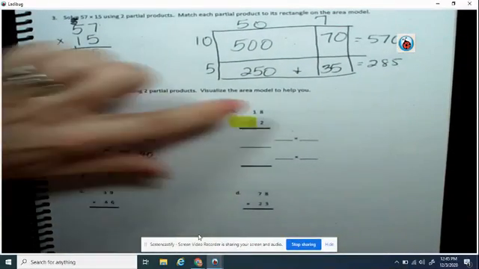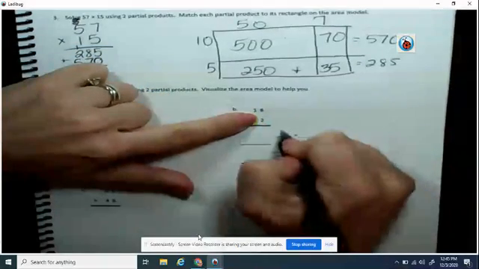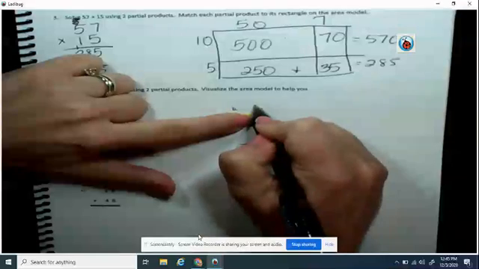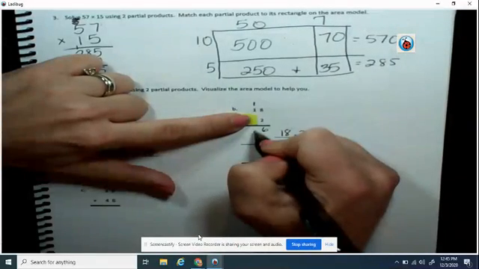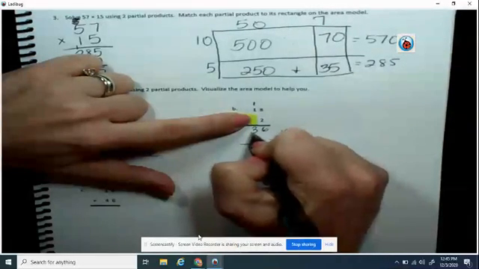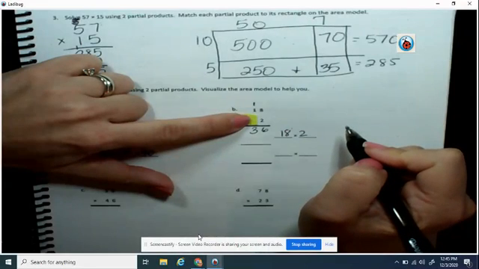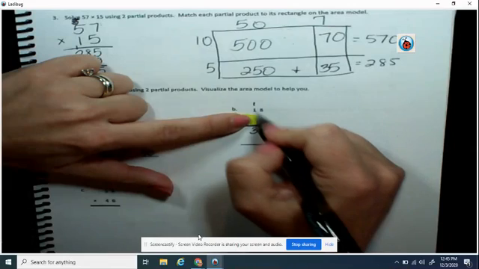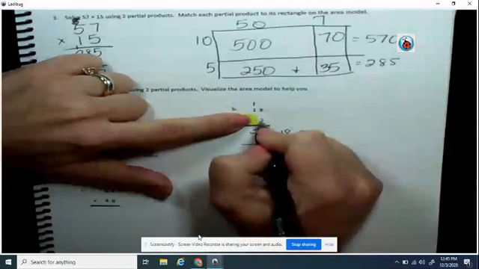So, we're in our ones place. We're going to do 18 times 2. That's what we're doing. 8 times 2 is 16. 1 times 2 is 2, plus 1 more is 3. So I've got 3. I'm done.